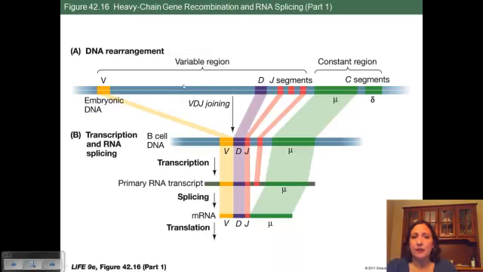So here we have our embryonic DNA, and this is that variable region with the V genes, the D genes, and the J genes, and here's our C's. And so this is going to determine here which class of immunoglobulin we have, and this is going to determine the antigen binding region of that.